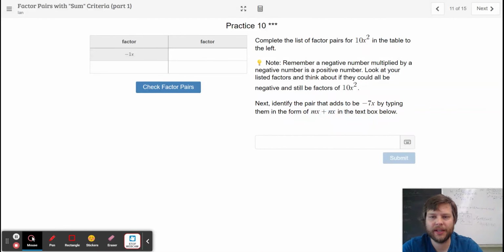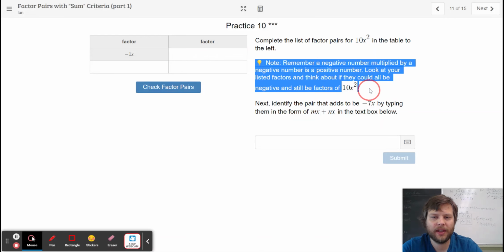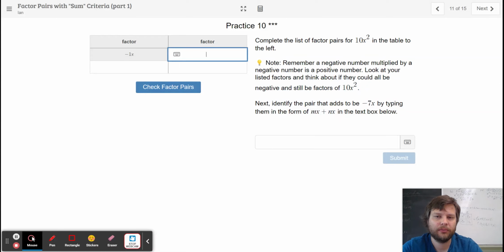So here we have some negatives. Notice that it's a negative 1x and then it's positive 10x squared. So I remember, and they actually have it spelled out here, negative times a negative is a positive number. And so if I have negative 1, I got to multiply that by negative 10 to make positive 10. Multiply it by x to make positive 10x squared. Normally my next one would be 2 and 5, but because of the negatives here, I'm going to try negative 2x and negative 5x, and that works.